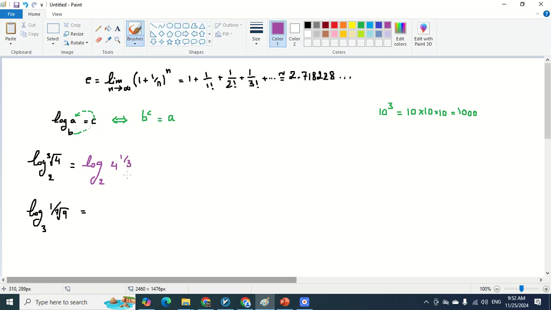Then the root is converted to the fractional exponent. Moreover, the 4 over there can be written as 2 square. So I can rewrite it as 2 square to the power of 1/3. And as you can see over here, when we have an exponent applied twice to a digit, then you can multiply those exponents together, which means that it will be 2 to the power of 2/3 in a base 2. So by that we can see that the result of that one is 2/3.